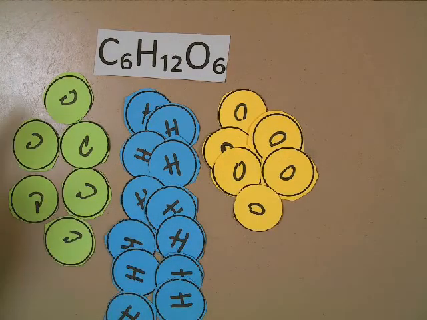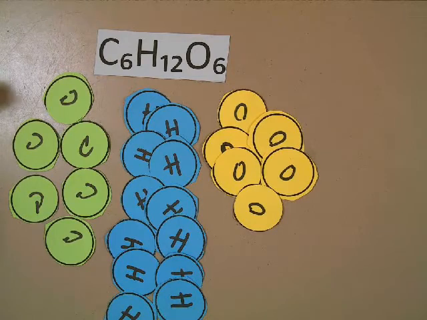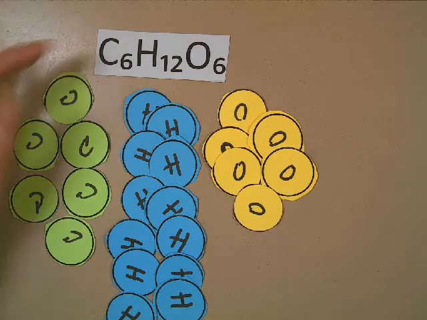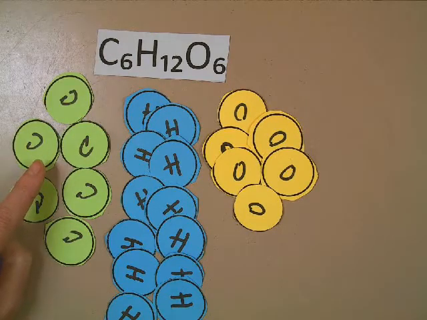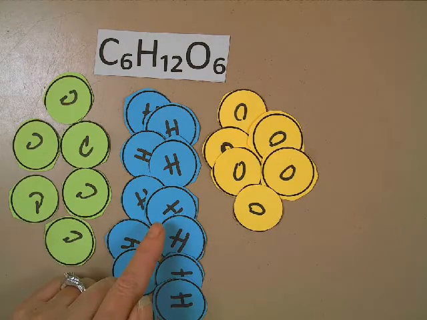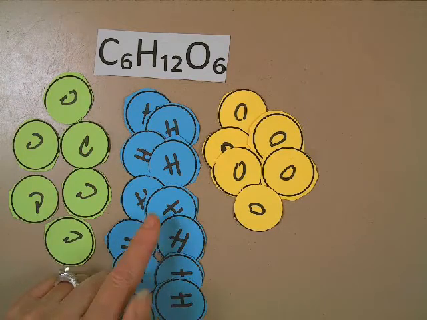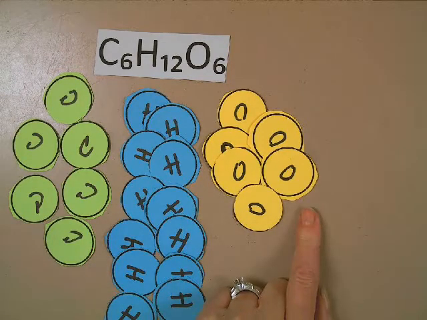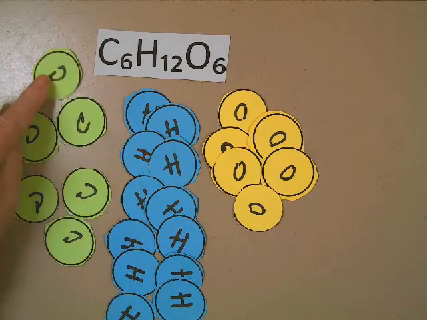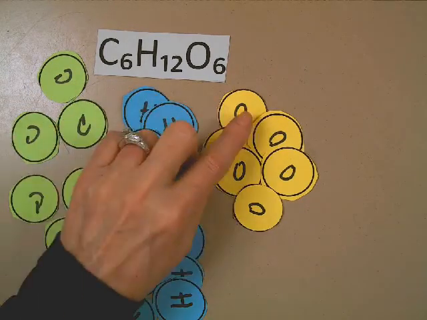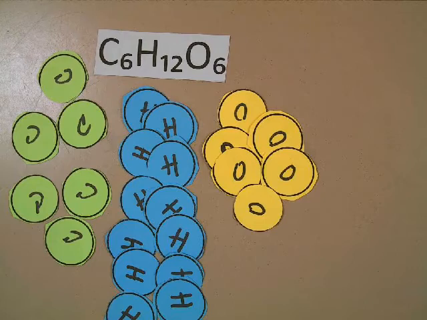So this compound, C6H12O6, known as glucose, contains 6 carbon atoms, 12 hydrogen atoms, and 6 oxygen atoms. But it only contains 1, 2, 3 different elements. Let's try another one.